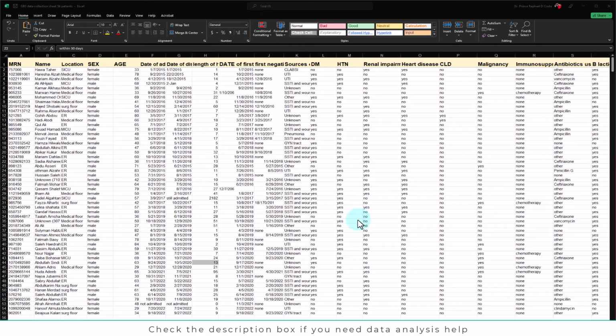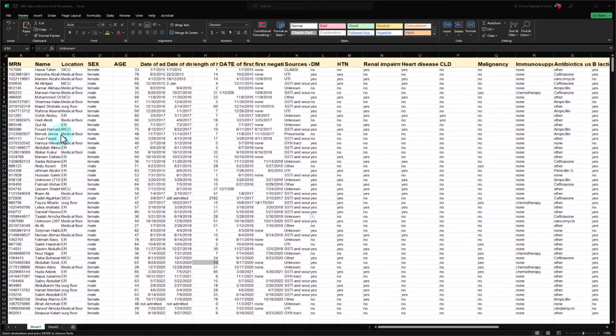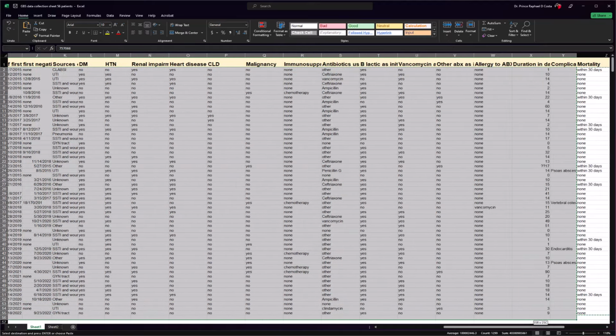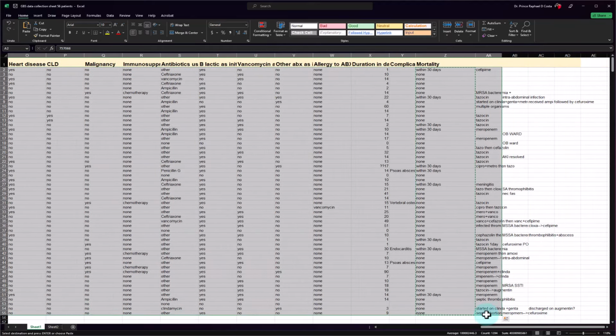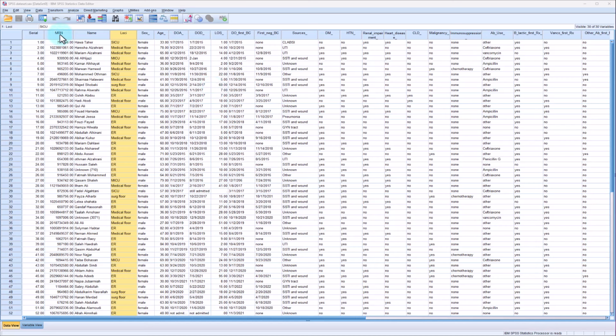So at first I would take this data set into SPSS. For this I can simply select the entire data set and then press Ctrl+C and then Ctrl+V in SPSS, and it would copy everything in SPSS. So here you can see the same data set inside SPSS, and here I have created different variable names for each of the variables or each of the columns.